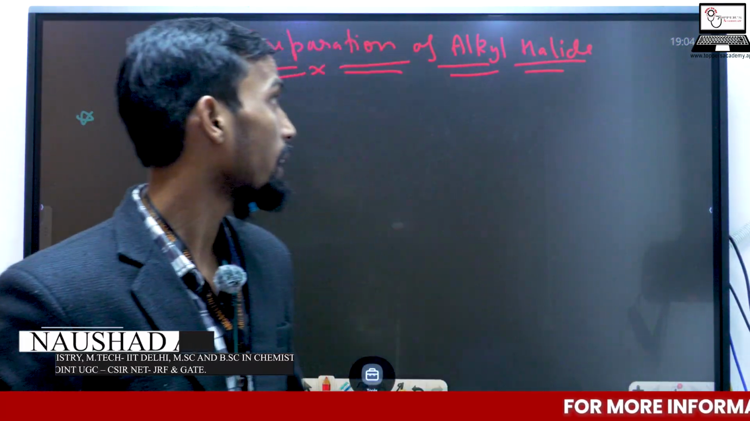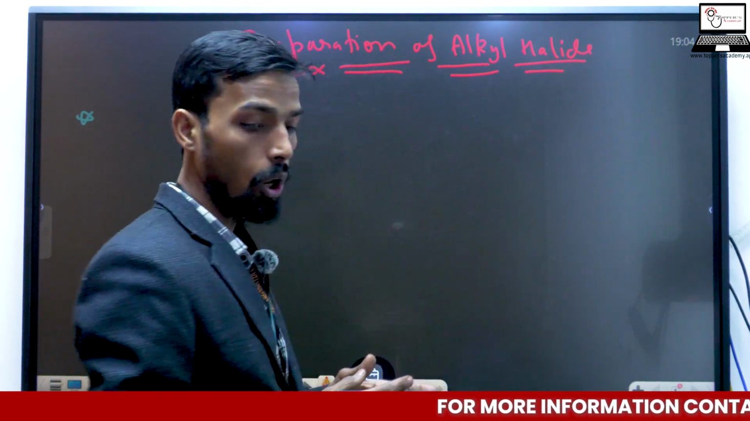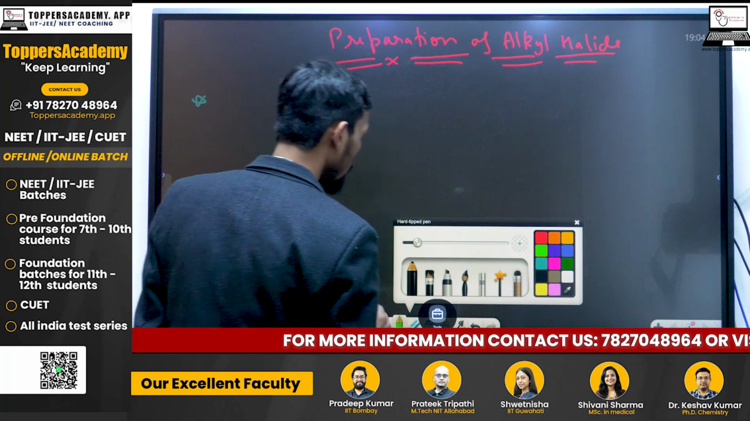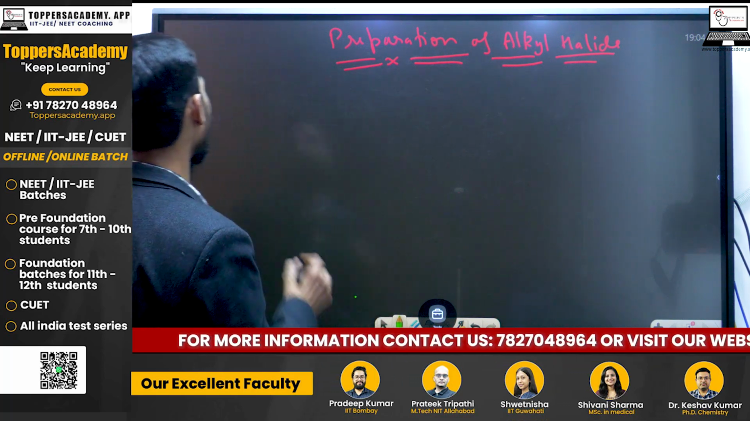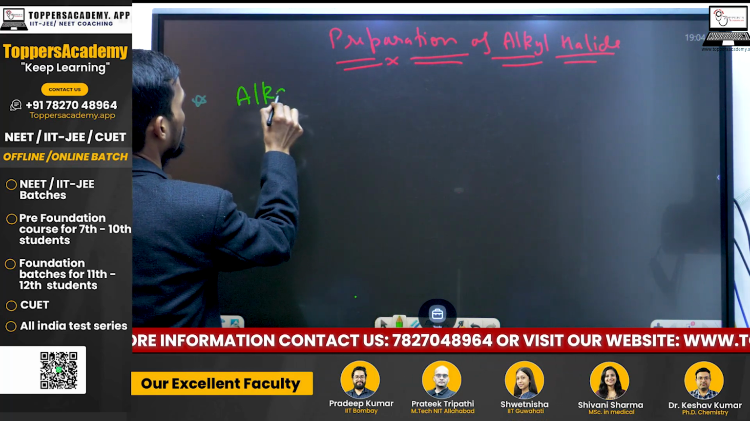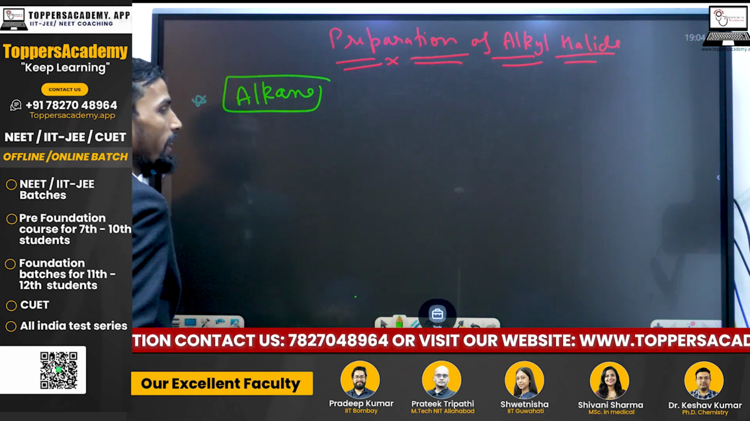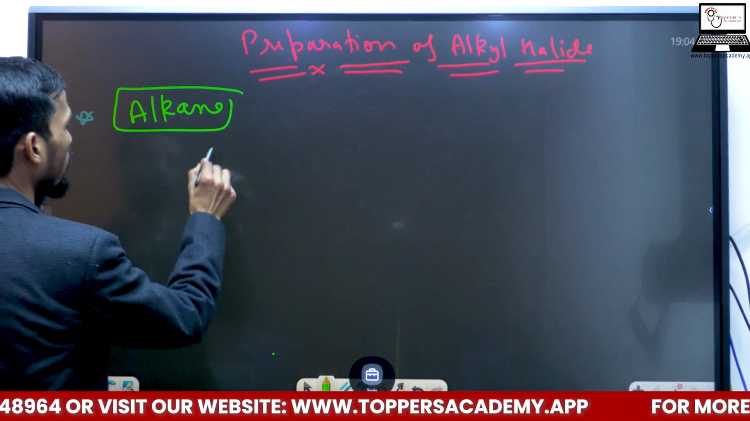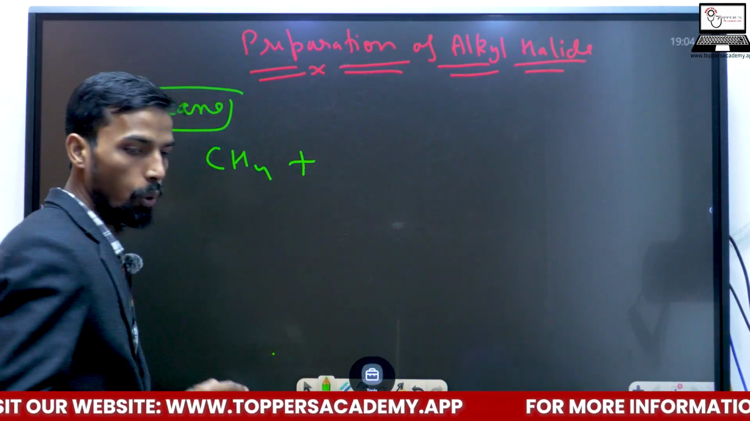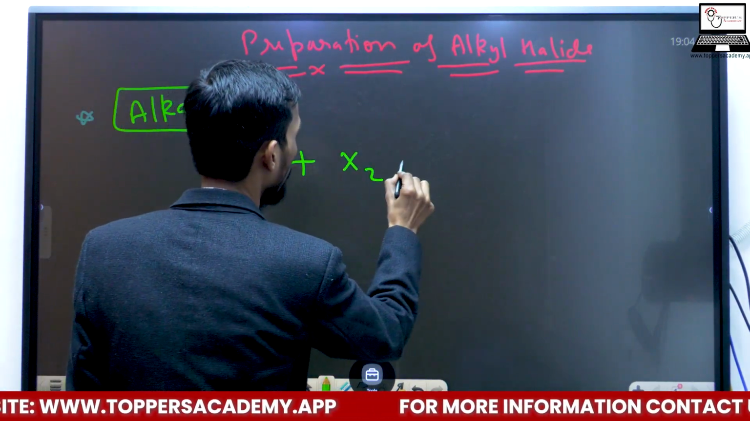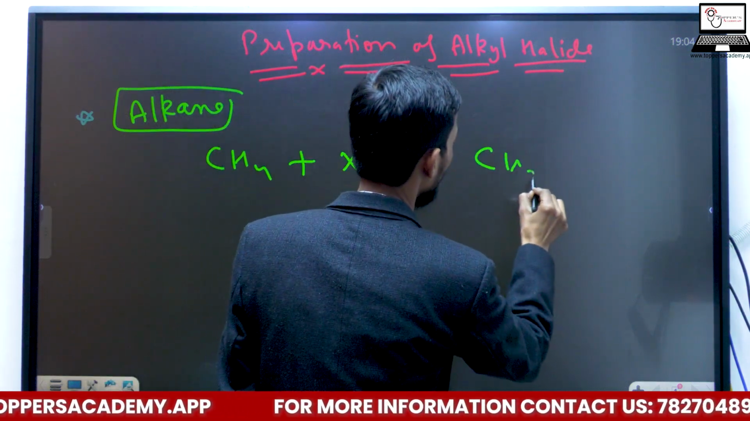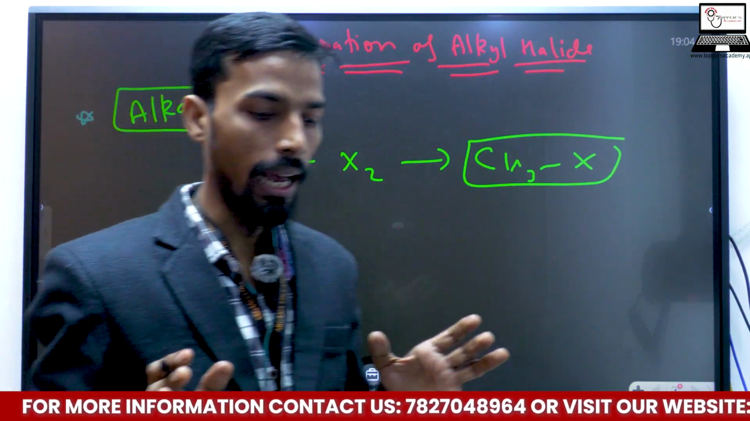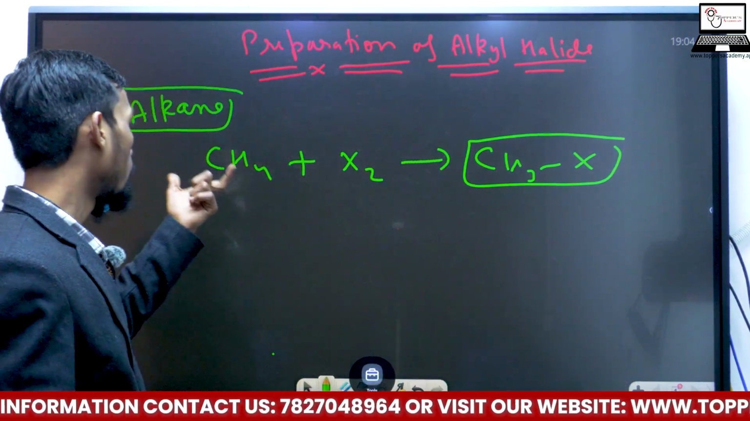Hello everyone. So we are going to discuss over here the preparation of alkyl halide. Today in the class we are going to discuss the preparation of alkyl halide through alkane. How we can prepare this alkyl halide with the help of this alkane. So we will see over here the simple reaction: CH4 when reacted with X2 will give us CH3X.